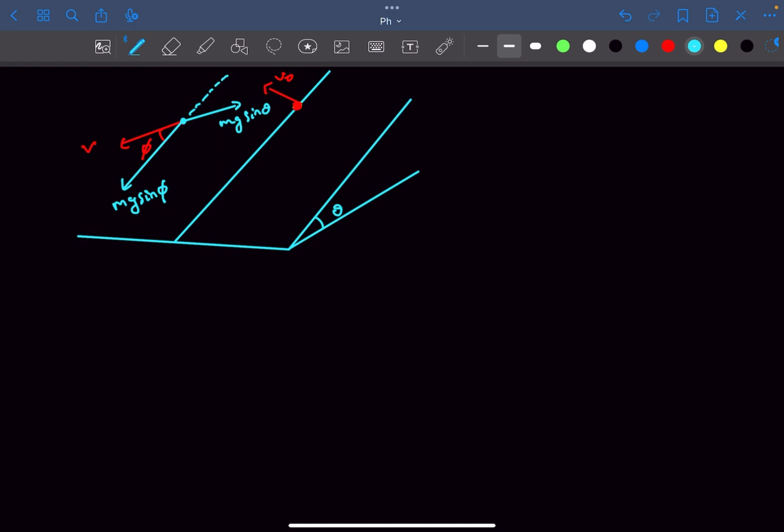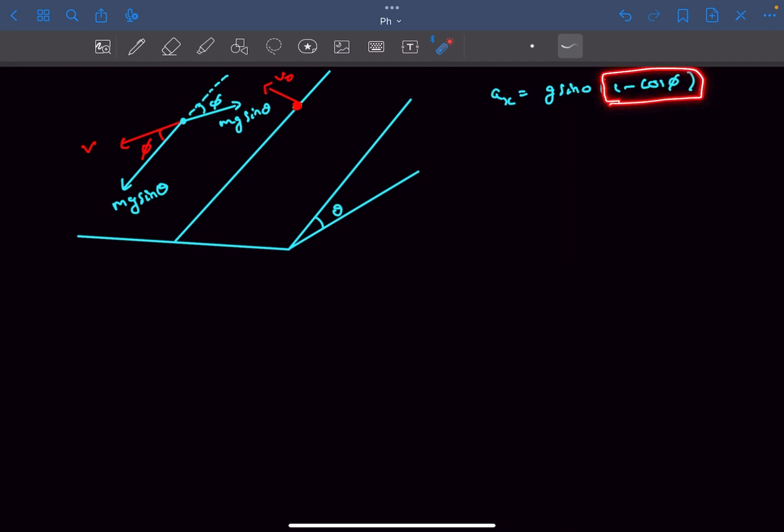What we have to find is v as a function of phi. If I try to find ax, the acceleration of the particle along the x direction, this comes out to be g sine theta times 1 minus cos phi. We cannot integrate this expression to get vx because we have a variable phi over here. So we need to do something in order to get rid of this phi. Then our question will be easy.